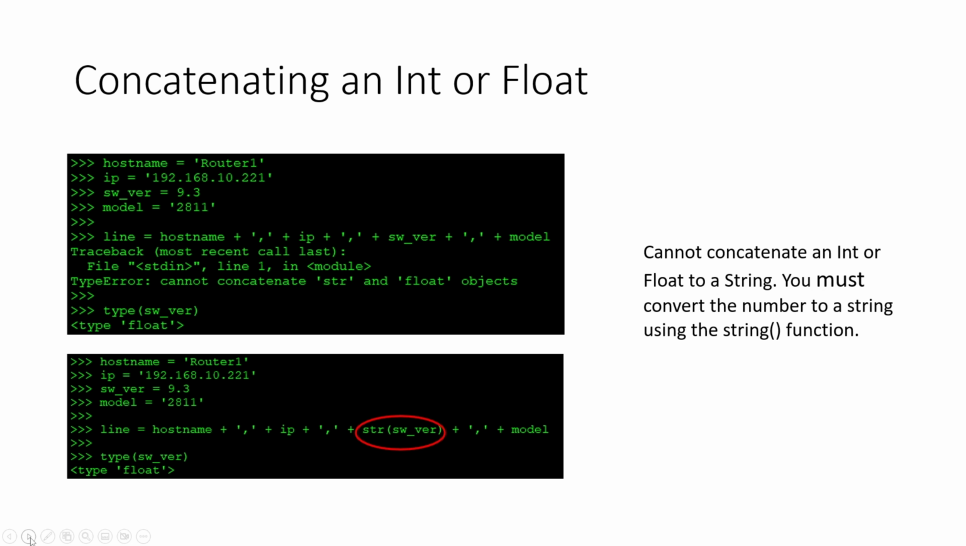Concatenating integers or floats can be problematic. You can't do it, so we have to call the string function right here to do that. In this example, I'm trying to concatenate software version, and that's written as a floating point decimal. It's not going to let me concatenate a string with a float. So one way I can get around that is to call the string function here, and within the concatenation, this gets converted to a string. But at the end of it, software version still remains a floating point decimal value.